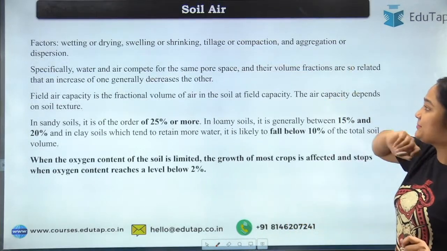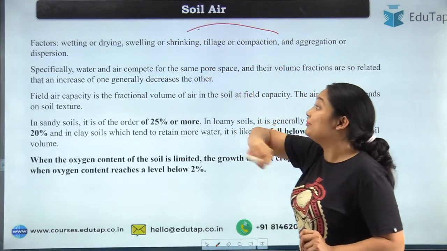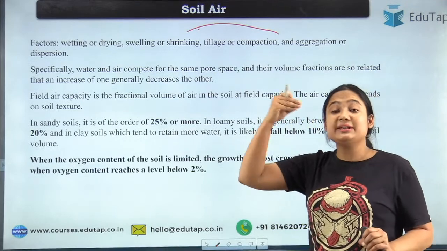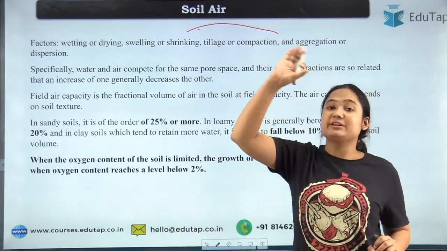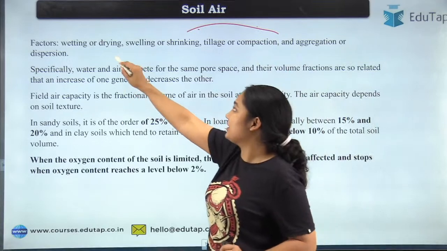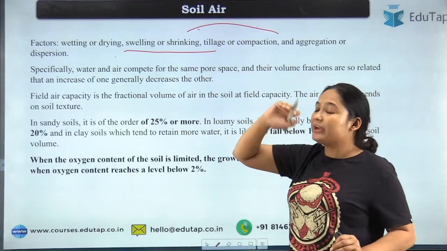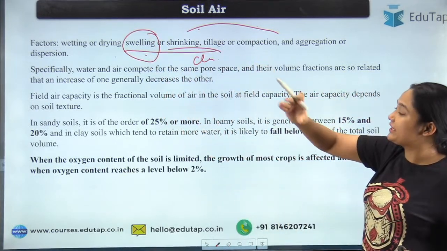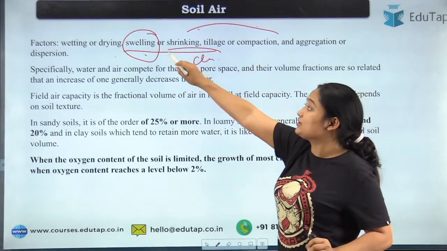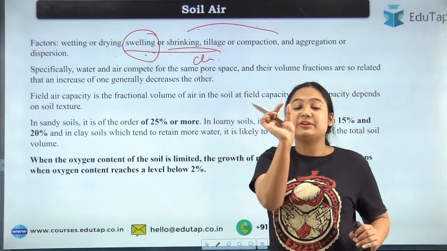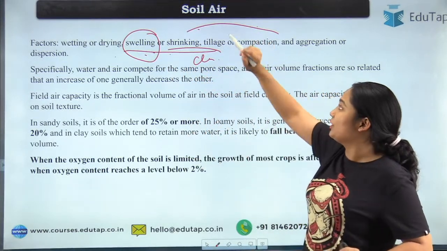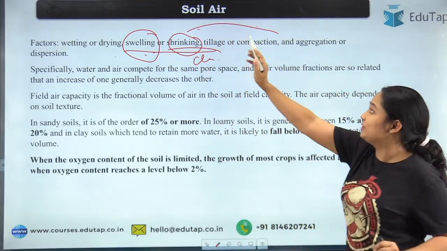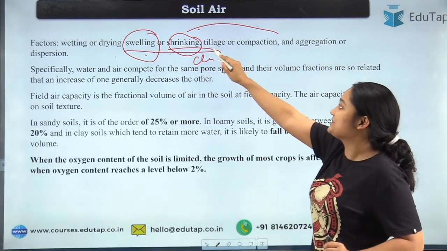Now discussing this particular topic, when we are talking about soil air, what affects it? The condition of the soil. If your soil is wet, of course the air will be low. If your soil is dry, it means a good amount of air will be there. Then swelling and shrinking. When we talk about clay soil, we all know it swells very easily. When swelling happens, the pore size will increase, so of course it will be able to hold more air. When shrinking happens, the pore size will decrease and it won't be able to hold as much air as before.